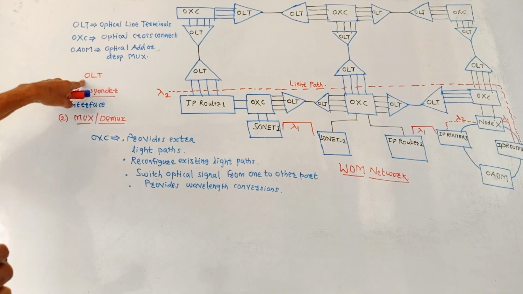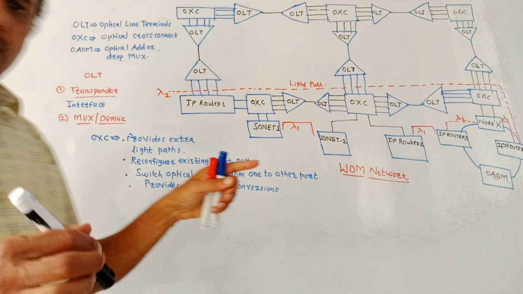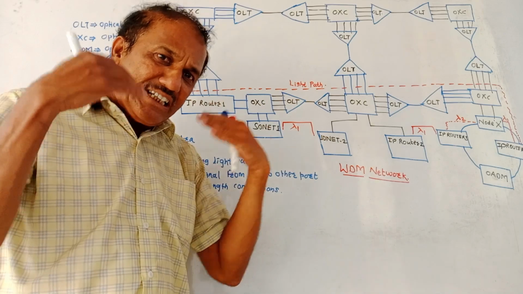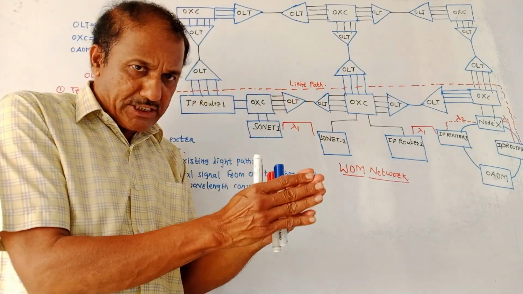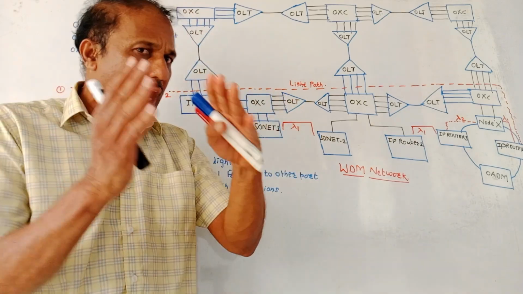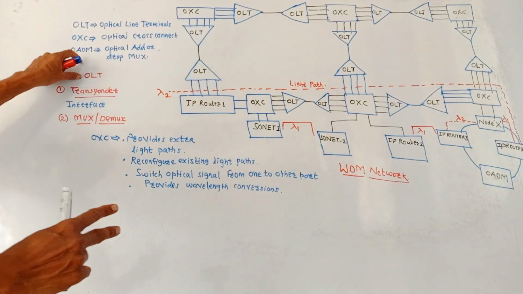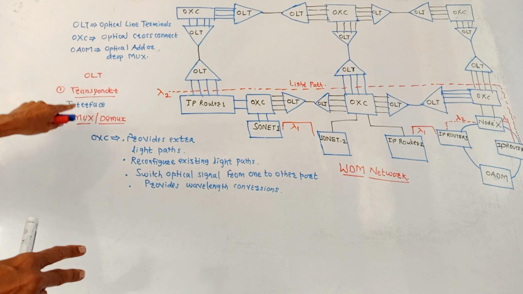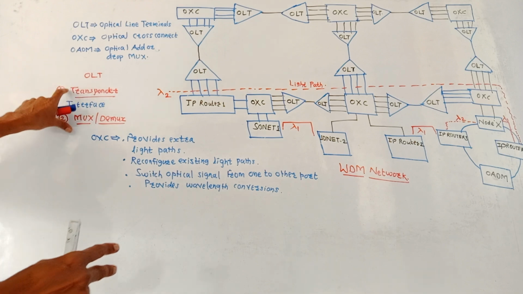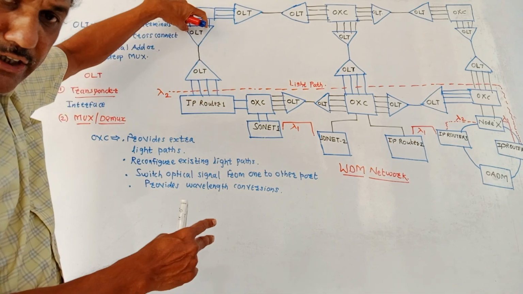First is OLT, that is optical line terminal. This block provides interface between the clients, let us say IP router, and optical link. It has two major blocks. Inside the OLT, we have transponder and mux or demux. These two blocks are not shown in the diagram, only OLT is shown.